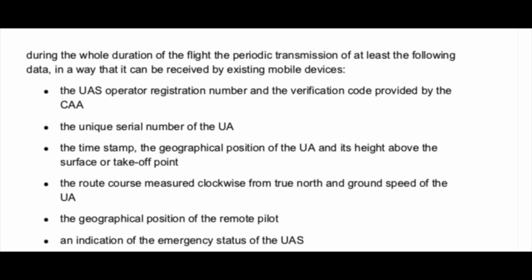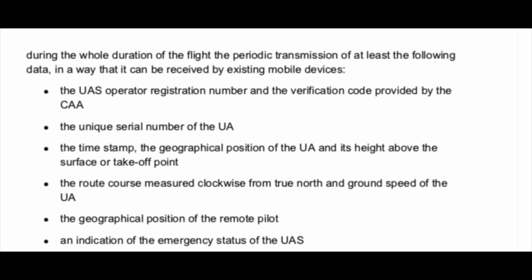So the geographical position of the drone is height above the surface or takeoff point. So if it takes off from a point, flies over a hill, it'll be its height from its takeoff point, not necessarily the ground beneath it, because it won't know that. Now it's going to actually show people the route, and it's going to measure that with true north and ground speed of the unmanned aircraft. It's also going to show the geographical position of the remote pilot and an indication of the emergency status of the drone itself. So let's start with number one.